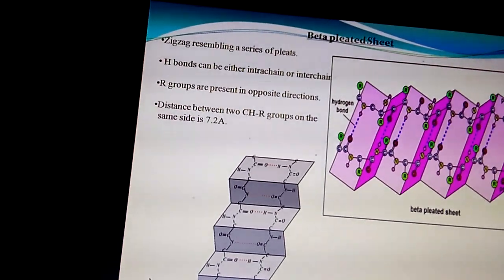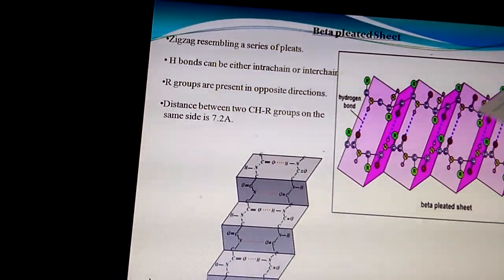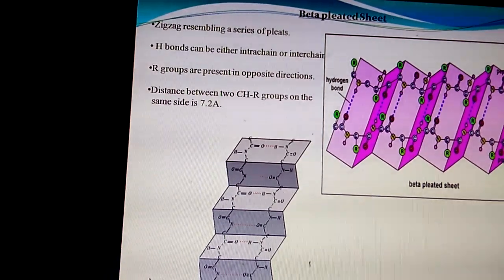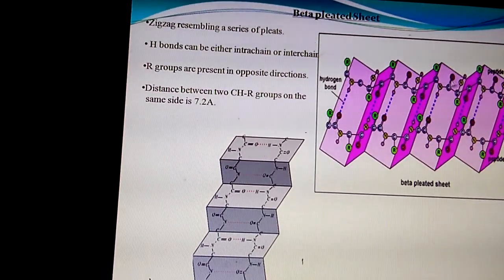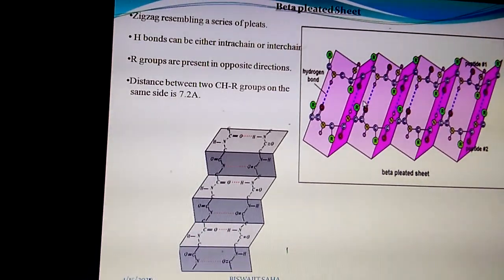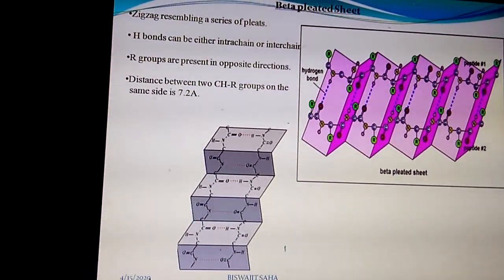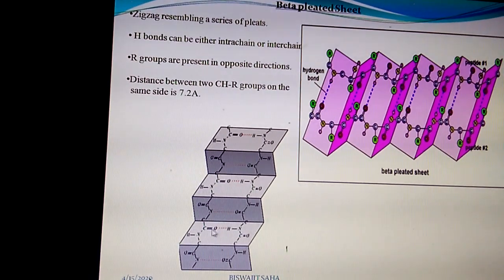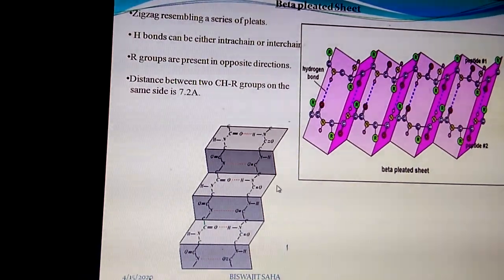The beta pleated sheet was determined by Pauling and Corey by X-ray crystallography. This is the more extended conformation of the polypeptide chain, and is found in a number of fibrous proteins called beta keratin. Both are similar types of structure of the beta pleated sheet.